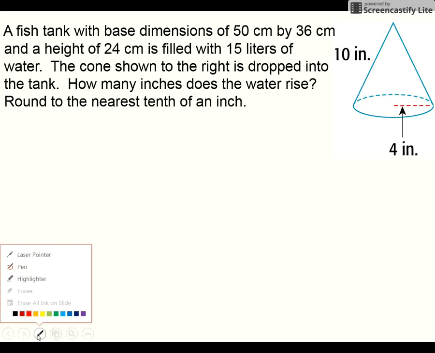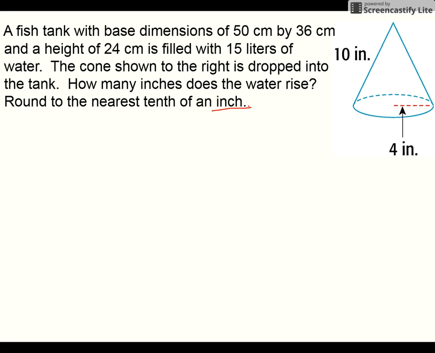This time we're going to work on specifically looking at some of these fish tank problems we've been doing in class. So this first question says a fish tank with a base dimension of 50 centimeters by 36 centimeters and a height of 24 centimeters is filled with 15 liters of water. The cone shown to the right is dropped into the tank. How many inches does the water rise? Round, of course, at the end. It wants it in inches.